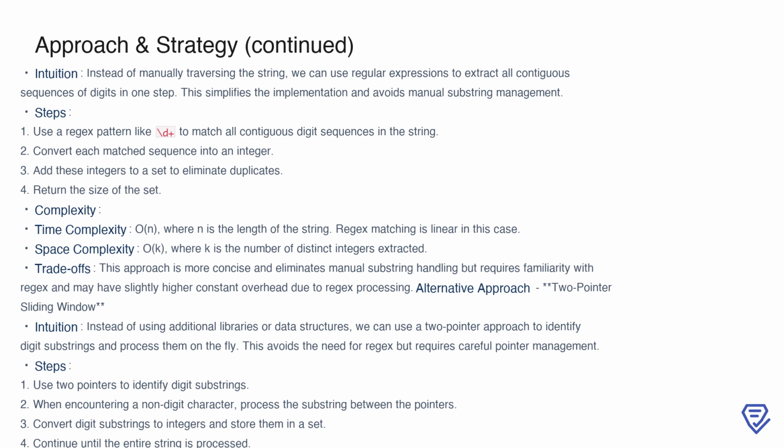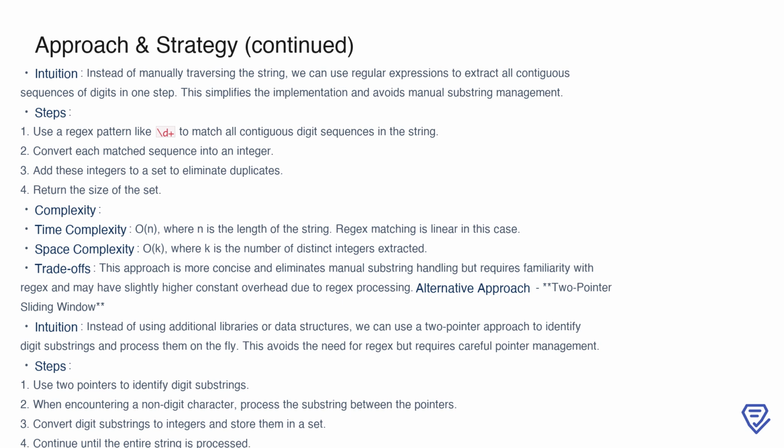The steps are straightforward. First, use a regex pattern like \d+ to match all sequences of digits in the string. Once we have these matches, convert each sequence into an integer to remove any leading zeros, and add the integers to a set to handle duplicates. Finally, return the size of the set. The time complexity of this approach remains linear because regex matching operates in O(n) for this problem, where n is the length of the string.